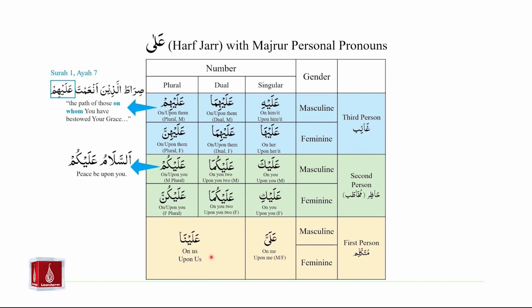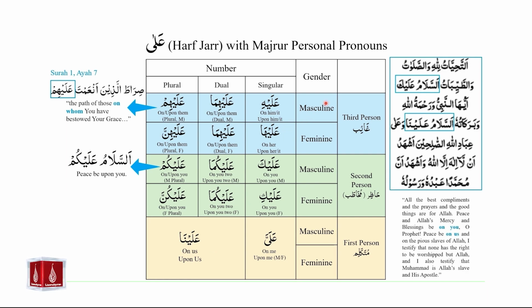There are also examples that we can see in our daily prayer. For example, At-tahiyatu lillahi was-salawatu wat-tayyibatu assalamu alayka. Peace and Allah's mercy and blessings be on you. Alayka means on you. And furthermore, Assalamu alayna, peace be on us and on the pious slaves of Allah. Alayna brings out the meaning of on us.